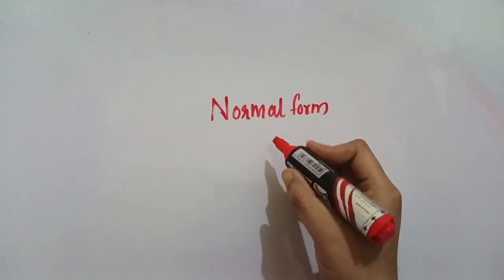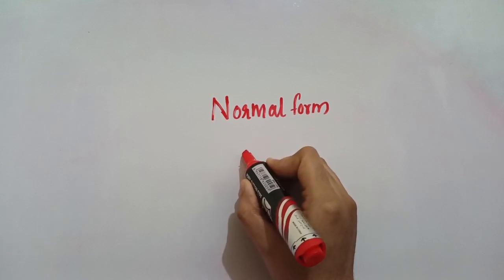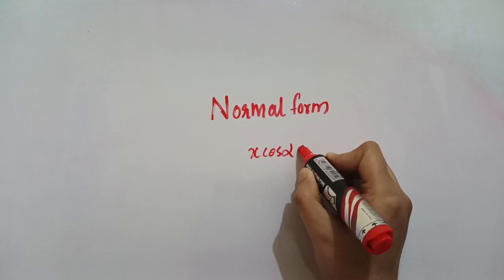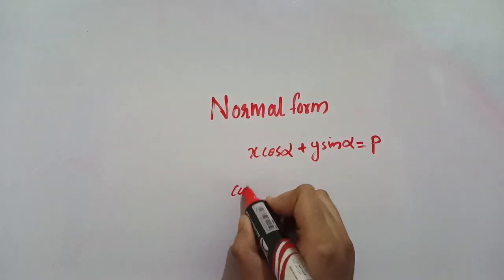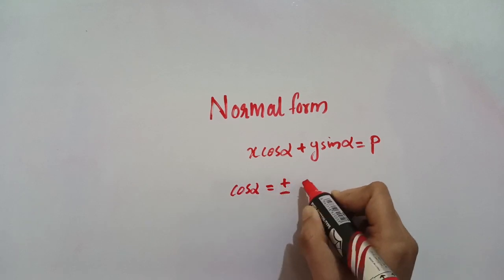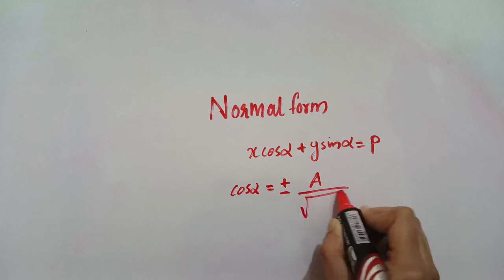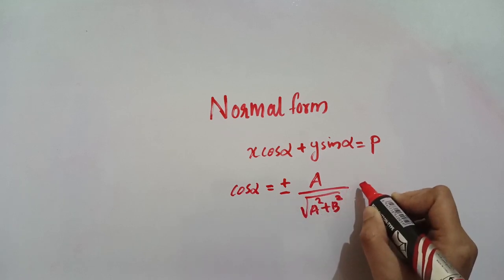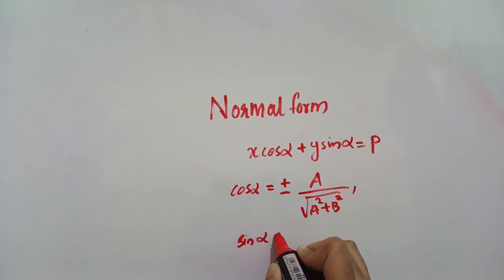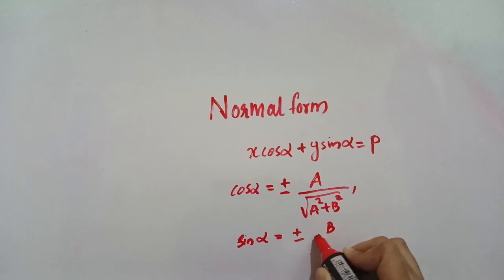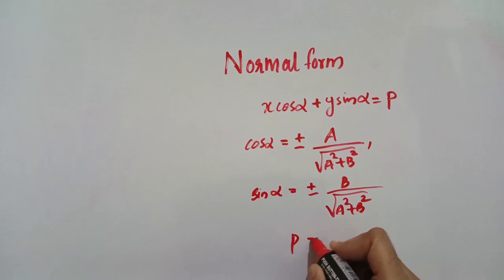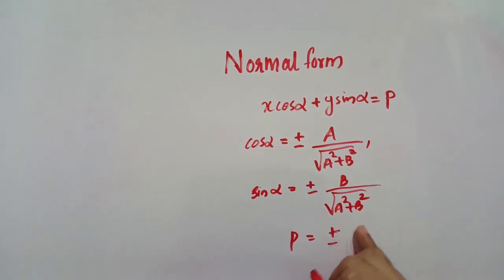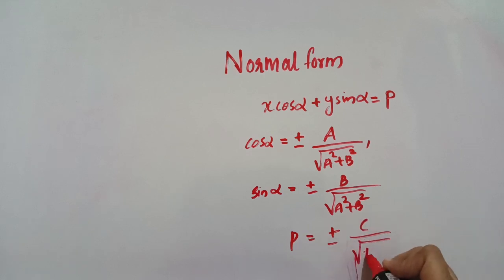Next, we can look at the normal form of the equation ax plus by plus c equal to 0, which is given by x cos alpha plus y sin alpha is equal to p, where cos alpha is equal to plus or minus a by root of a square plus b square, then sin alpha is equal to plus or minus b by root of a square plus b square, and p is equal to plus or minus c by root of a square plus b square.